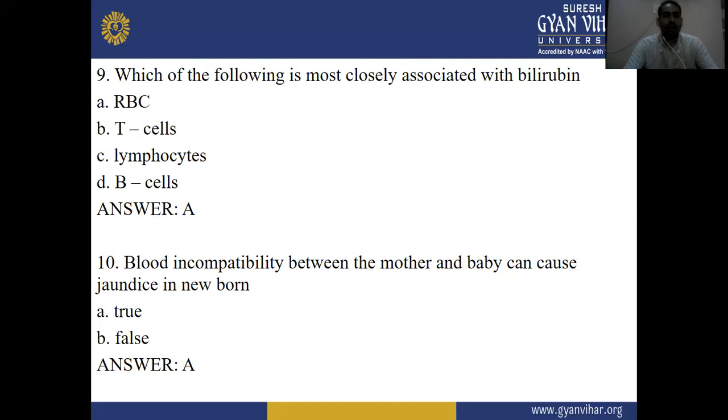Next question: blood incompatibility between the mother and baby can cause jaundice in newborn. Option A is true and option B is false. The right answer is A. Blood incompatibility between mother and baby can cause jaundice in newborn is true. These are the multiple choice questions on the topic of jaundice.